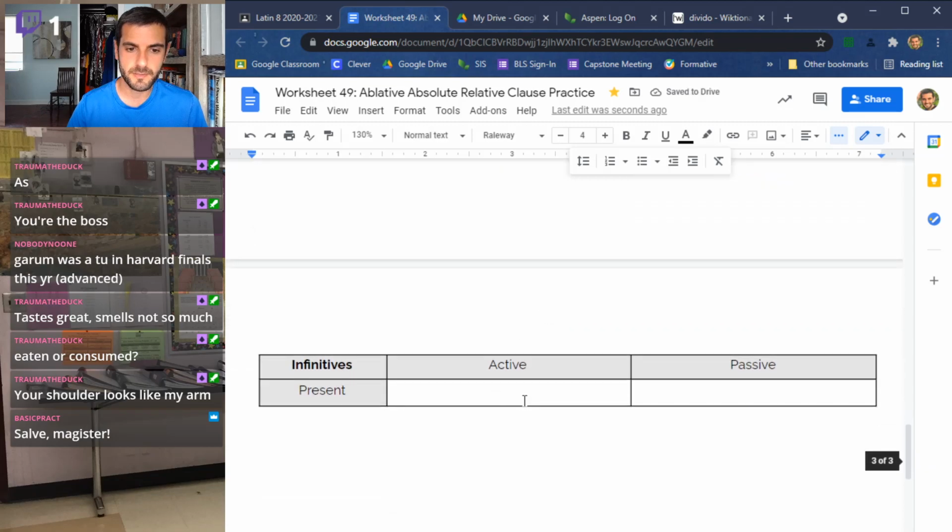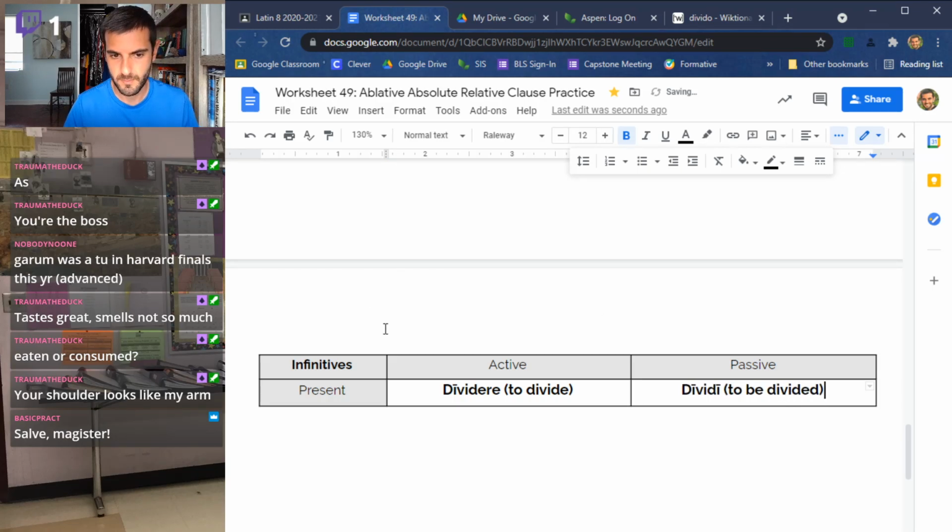And the last two boxes here are the infinitives. So we have dividere. That's just the second principal part, to divide. This one is tricky because with the short ERE, we drop the whole thing and we just replace it with an I. So dividi, which is to be divided. So watch out for the third conjugation. Always watch out for third conjugation.